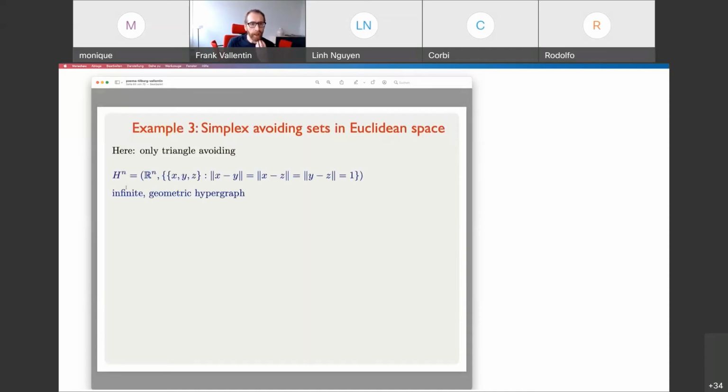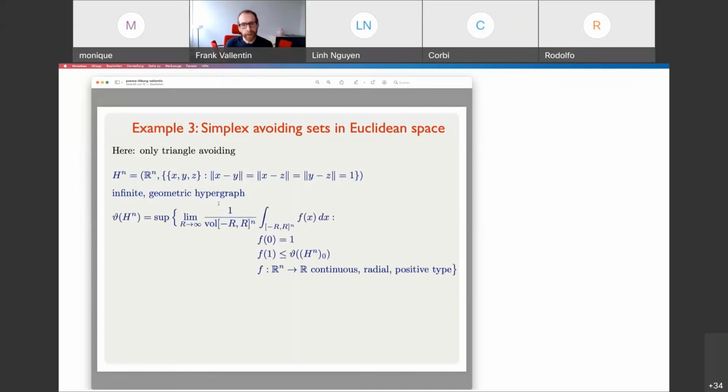So here, the infinite geometric hypergraph is as follows. All vertices are points in the Euclidean space, and I have a hyperedge between 3 points if they form a triangle where the side length is equal to 1. So that's the infinite geometric hypergraph we want to take a look at. We want to compute the theta number of, or the independence number of. Then we have a version of the theta number for infinite geometric hypergraphs, which looks like here.